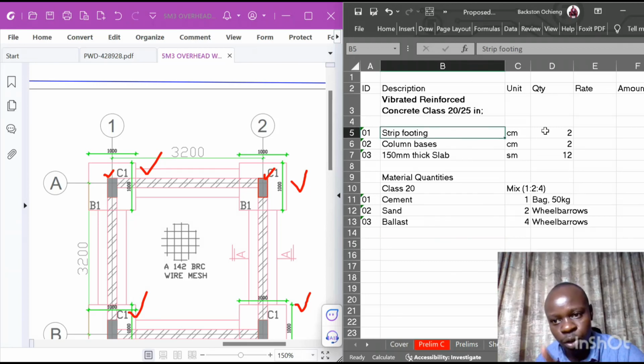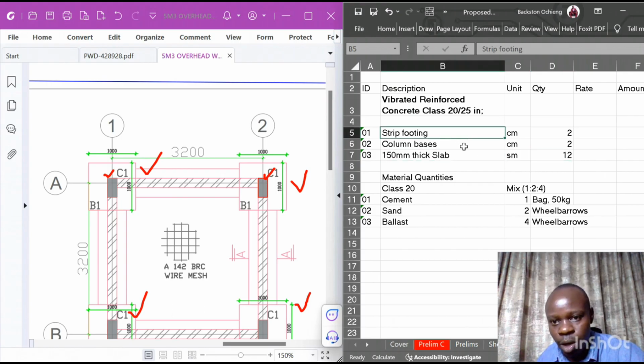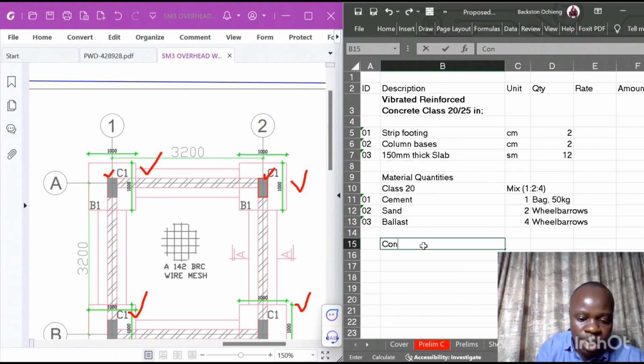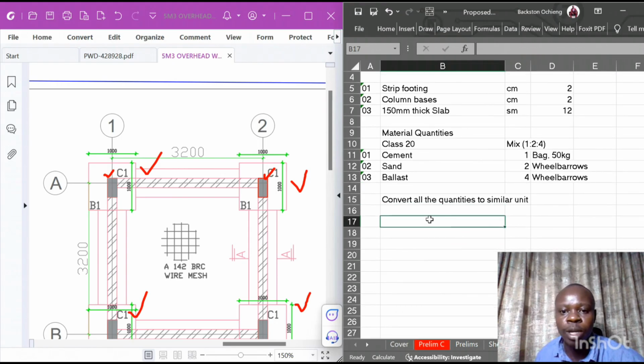We have a strip footing of 2 cubic meters, column bases of 2 cubic meters, and a slab of 12 square meters. The three elements are in different units, so we need to convert. The next stage is to convert all the quantities to one unit, or to a similar unit. So I will convert all these items into cubic meters.